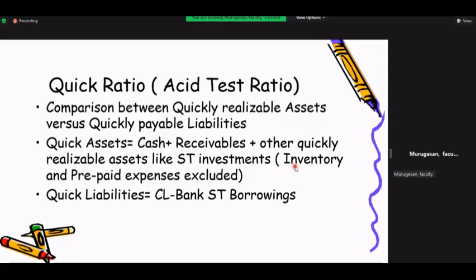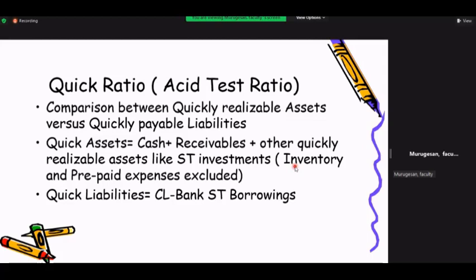Okay. What is now the quick ratio? Quick ratio means how quickly they will meet the quick liabilities. What is simple? Quick assets divided by quick liabilities. What are quick assets? Again, note down the definition. Quick assets mean all current assets, excluding inventory and excluding prepaid expenses. That's the definition. Note down.